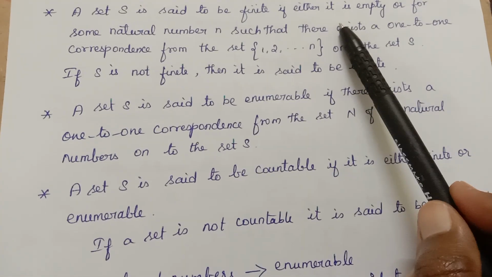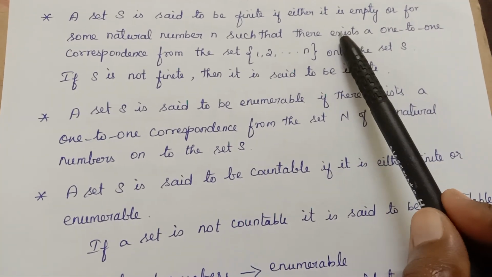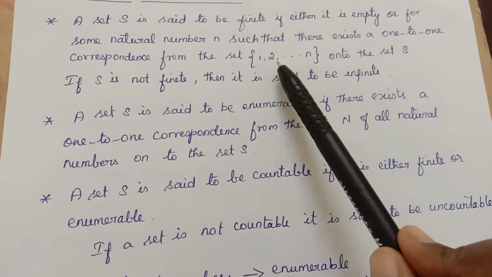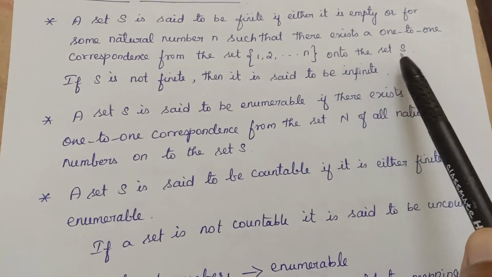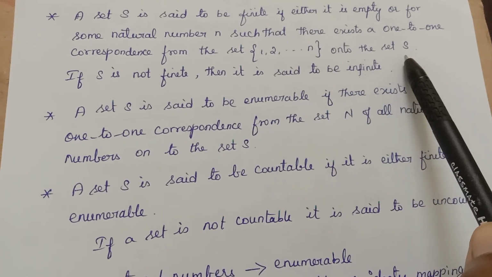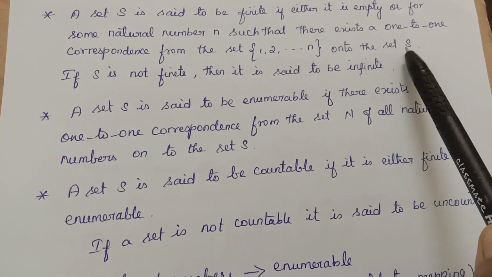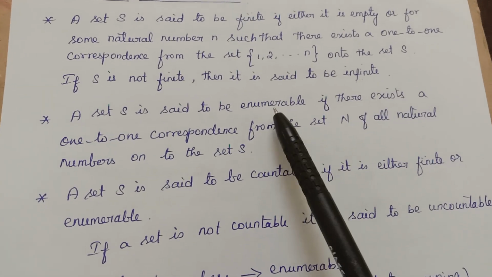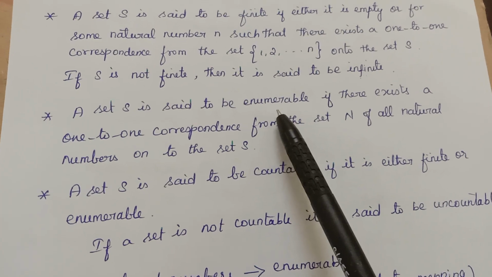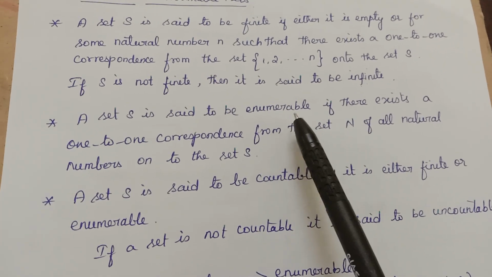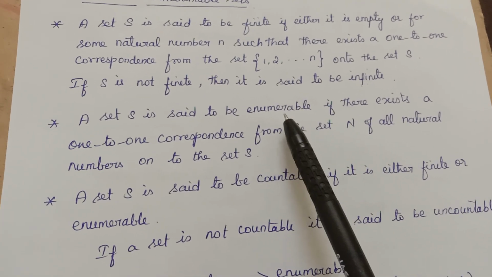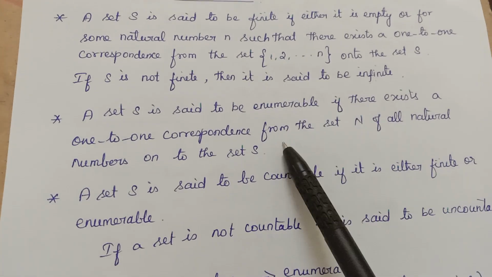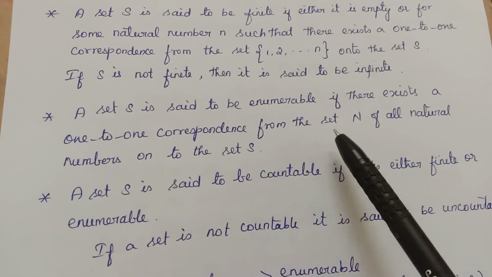See, how do you prove a set is finite? We establish a one-to-one correspondence from 1 to n onto the respective set S. In the same way, if you want to prove a given set is enumerable, that is, the given set can be arranged as first element, second element and so on, for that what you have to establish? The same thing. You have to establish a one-to-one correspondence.